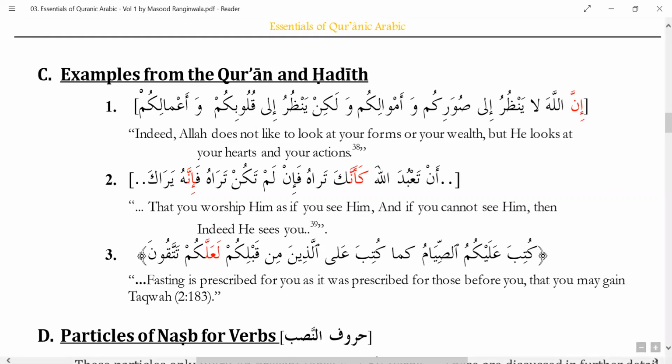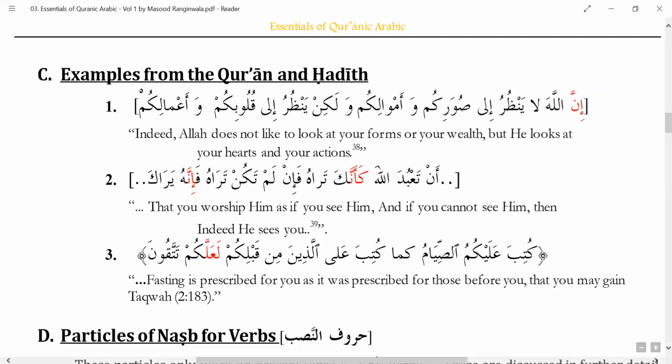Now here you have attached pronouns. Ka'annaka. Ka is the attached pronoun for you. And فإنه, the attached pronoun for huwa. So أن تعبد الله كأنك تراه فإن لم تكن تراه فإنه يراك. That you worship him as if you see him, and if you cannot see him, then indeed he sees you.